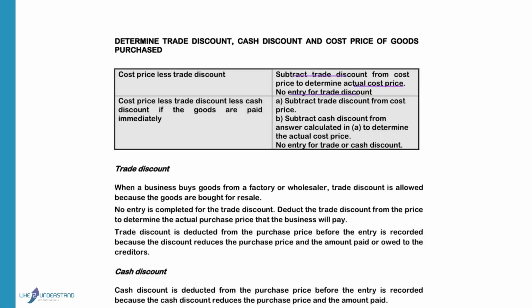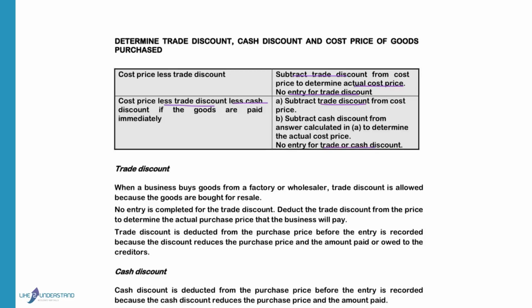Cost price less trade discount, less cash discount if the goods are paid for immediately. Subtract the trade discount, and then on the reduced price you will subtract the cash discount. No entry will be recorded for the trade discount or the cash discount.